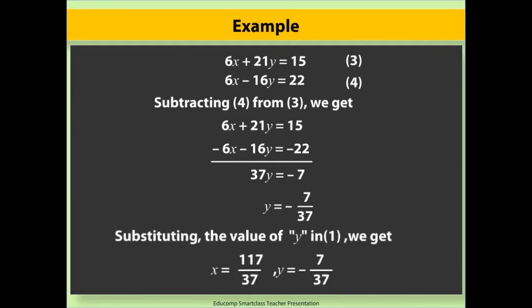Substituting the value of y in equation 1, we get x = 117 upon 37. So x = 117 upon 37, y = -7 upon 37.